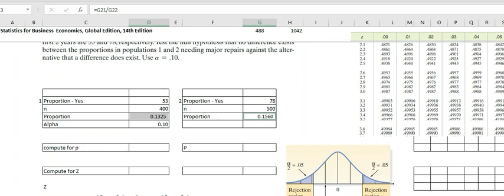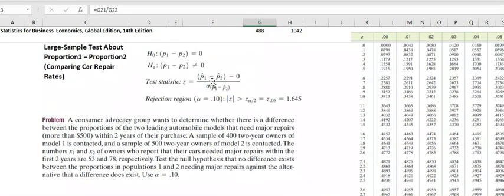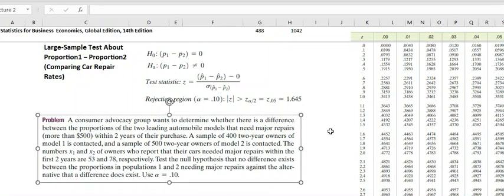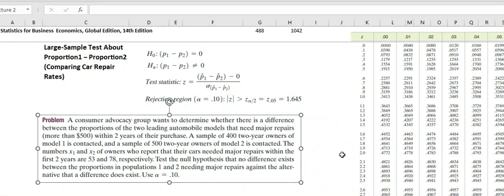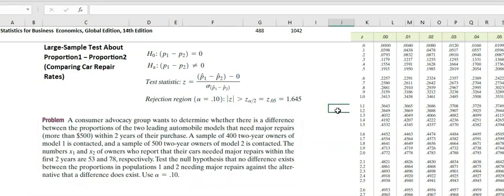We already have all of this data given here. That's the sample proportion, and we'll discuss that later. And then this is the problem. You can opt to pause the video for a while and read this one, because if I read it, the video will take long. So you can just pause it and read it.